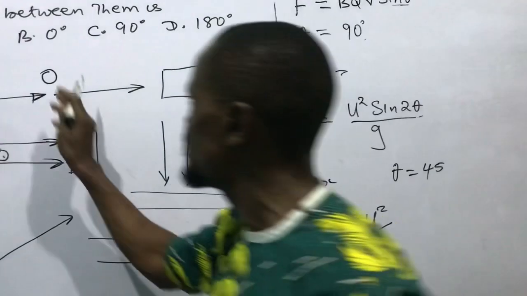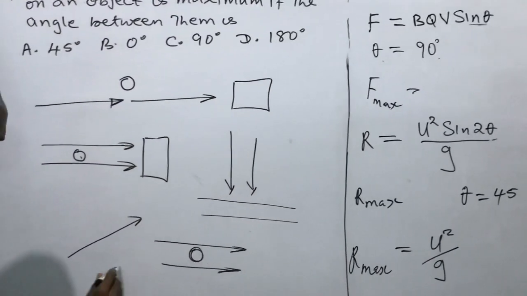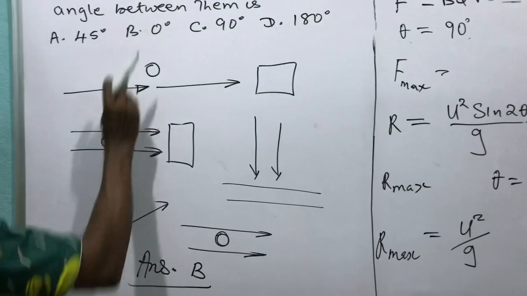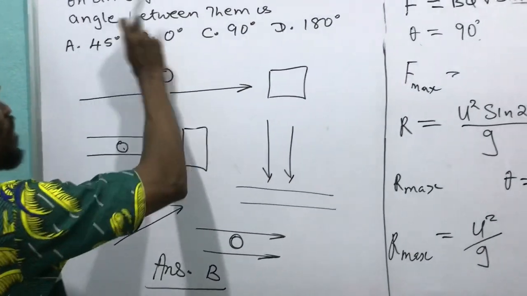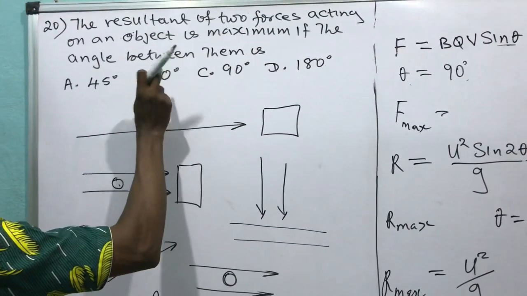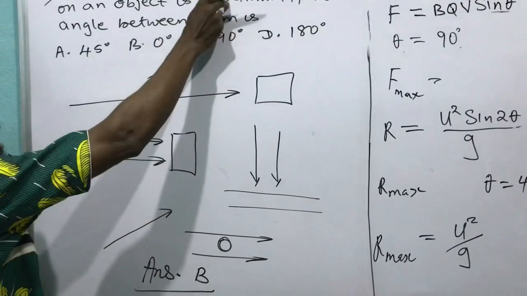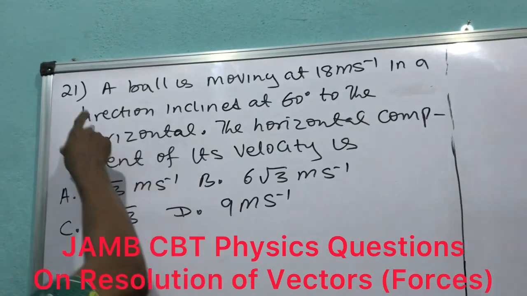So our answer here will be option B. Option B is our answer: when the angle between the two forces is 0. When the angle between the two forces is 0. That's the question number 21.